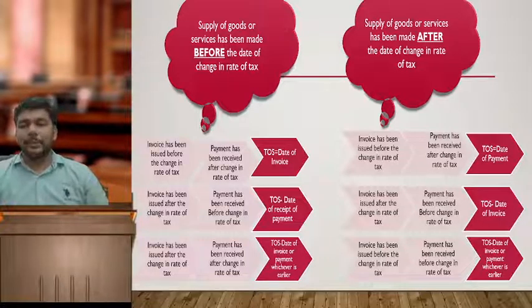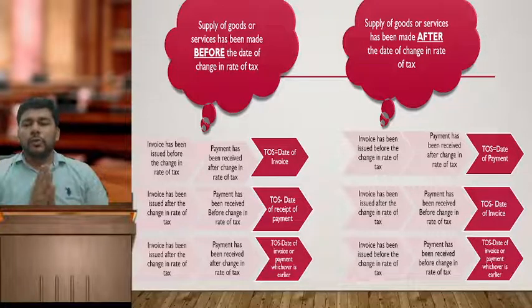And the last variable in this: if the invoice has been issued before the change in effective rate of tax, if the payment was also received before the change in effective rate of tax, only my supply has taken place after the change in effective rate of tax, then the date of invoice or the date of payment, whichever is earlier, will be considered as the time of supply. Now please remember, in this case, since the time of supply is appearing before the change in effective rate of tax, my old and existing rate will be made applicable. That is, whichever rate is applicable today will be made applicable to such transaction.